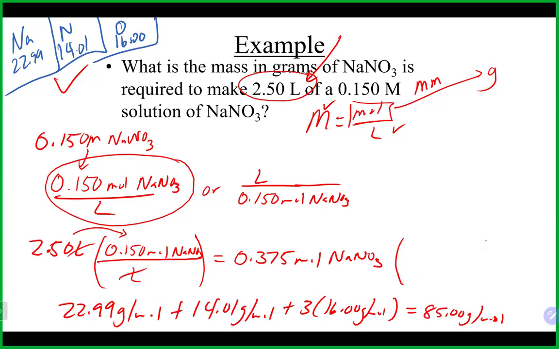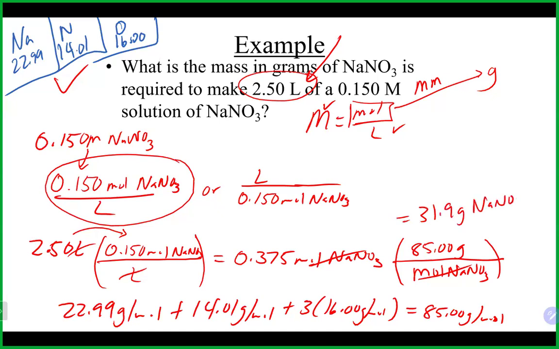And that is what we're going to use as a conversion factor here to figure out how many grams. Once again, just doing a dimensional analysis approach, moles has to go on the bottom so that they cancel. That leaves grams up on top. Moles will cancel, and we will end up with 31.9, it looks like, 31.9 grams of sodium nitrate. Any questions on that calculation?